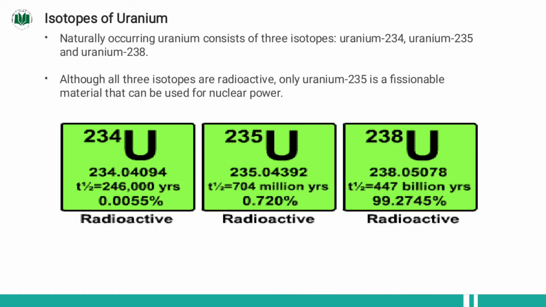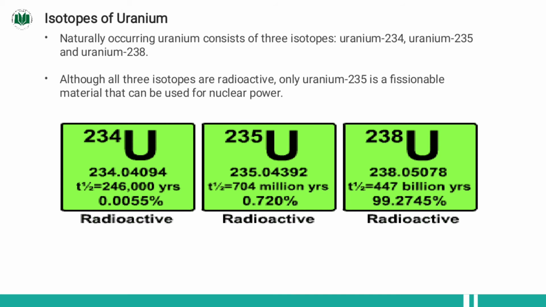Now come towards the isotopes of uranium. Uranium has three isotopes: uranium-234, uranium-235 and uranium-238. All the isotopes of uranium are radioactive in nature, but uranium-235 is used as a nuclear fuel. The nucleus of a uranium-235 atom comprises 92 protons and 143 neutrons, and when we combine these two values, 92 plus 143, it comes out to 235.